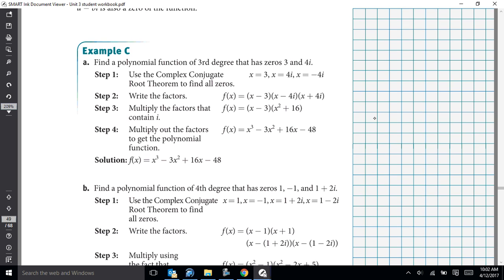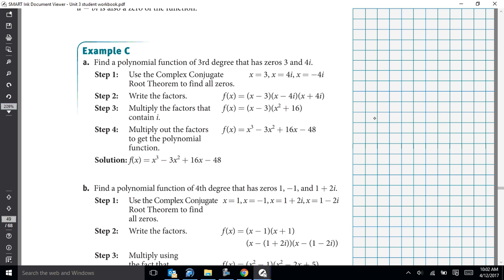All right, so let's read through the steps. So step 1, we use the complex conjugate root theorem to find all zeros. So if we have a 0 at 3, and if we have a 0 at 4i, in order to get an i, we have to square root a negative number, right? And when you square root, how many answers do you get? 2. So if 4i is a root, then guess what else is a root? -4i. So it's a 3rd degree polynomial. We're only given 2 zeros, but if 4i is a 0, then -4i also has to be a 0.